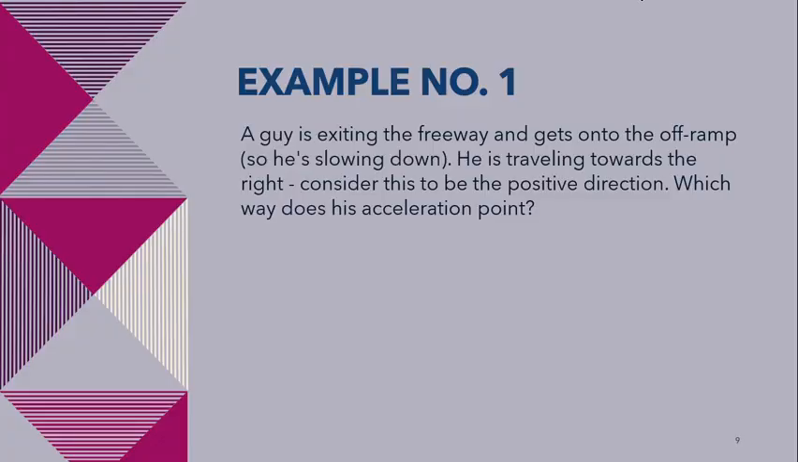Example number 1. A guy is exiting the freeway and he gets onto the off-ramp, so he's slowing down. He's traveling towards the right, which is the positive direction. Which way does his acceleration point? So our guy Bob starts by traveling at some speed to the right. Let's call this V0, which is V initial. Then he slows down, but he's still traveling to the right. So let's label this V final, and it'll have a lesser magnitude than the initial velocity.